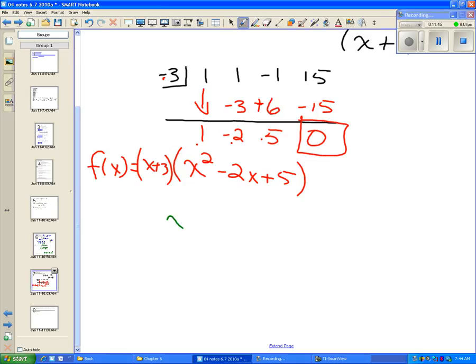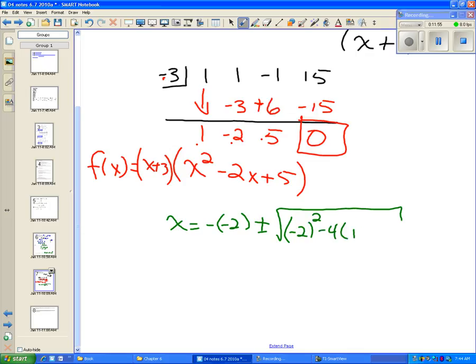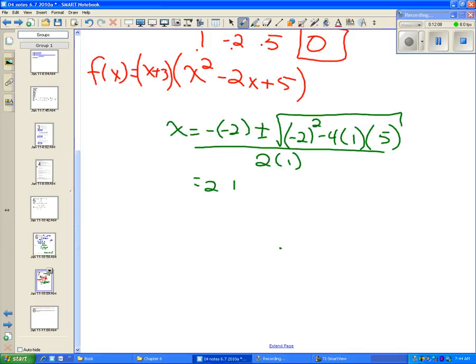So I would say x is equal to negative 2 plus or minus the square root of that negative 2 squared minus 4 times a, which is 1, times c, which is 5, all over 2 times a, which is 2 times 1. I continue. Negative 2 is positive 2 plus or minus the square root of negative 2 squared is 4, 4 times 1 times 5 is 20, minus 20, all over 2 times 1, which is 2.